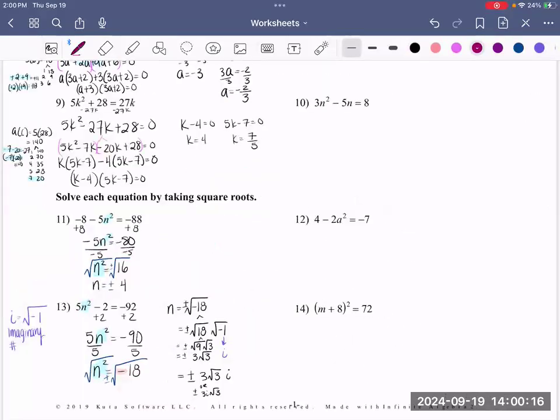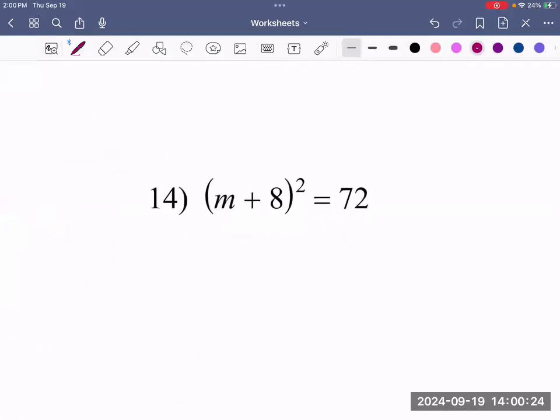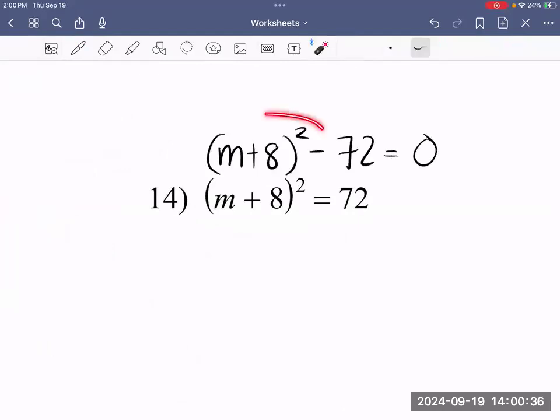Now let's try it again with 12, and actually let's just do 14. Maybe you could do 12 alone. Now 14 has a different setup, and let's say we had one added step. Maybe we had something like this to begin with. So we have everything over here. We have this term that's squared, and we have this minus 72.